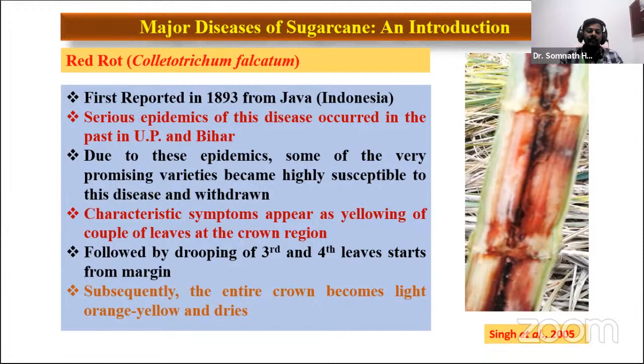Characteristic symptoms: the leaves at the crown region show yellowing followed by drooping of the third and fourth leaves, which starts from the margin. The entire crown becomes light orange to yellow, and later on it dies. You can split the infected cane, and you can see the alternate spots of red and white regions. You can see these are nothing but due to the infection of red rot.